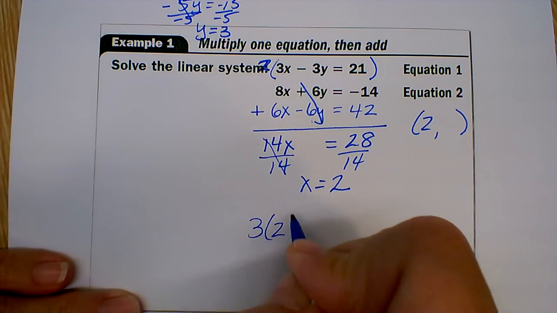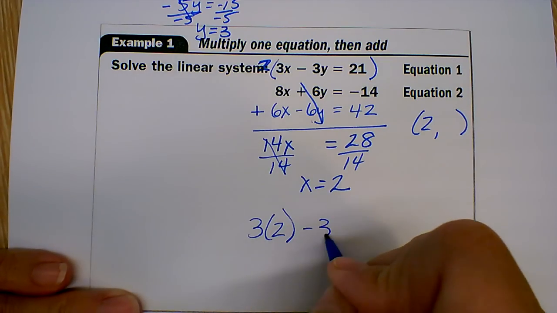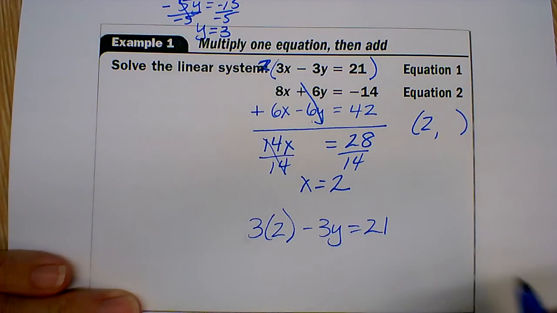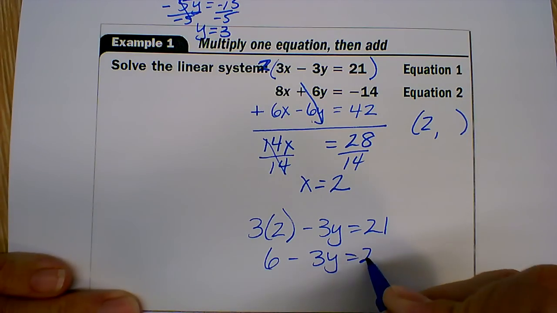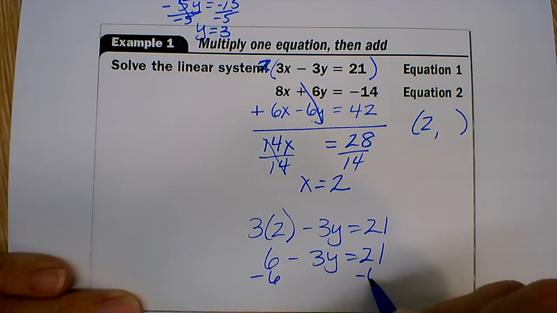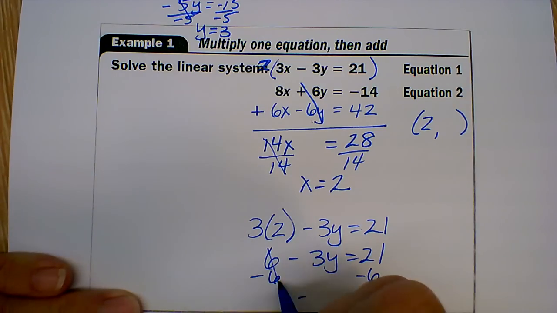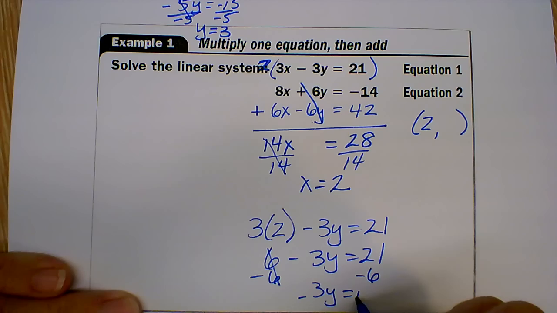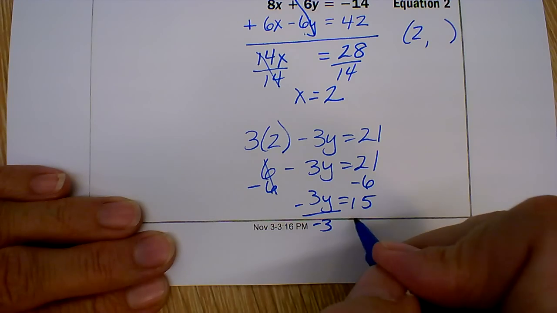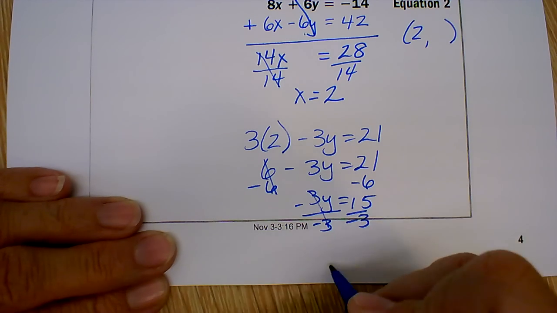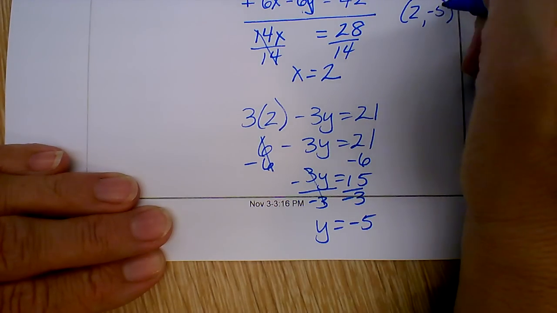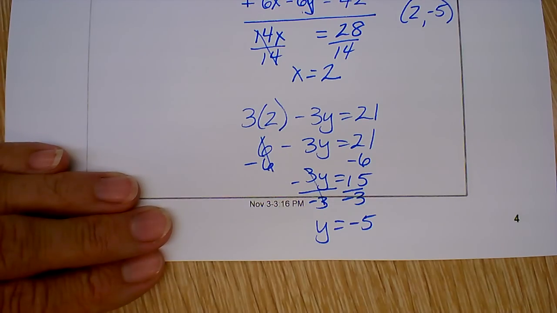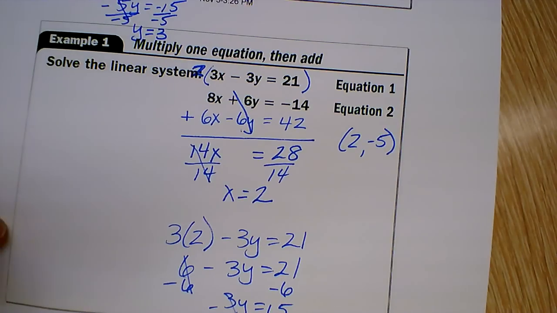3 times 2 minus 3y equals 21. 6 minus 3y equals 21. Subtract 6 from both sides. Negative 3y equals 15. Divide both sides by negative 3. So y equals negative 5. So the solution to this system is 2, negative 5.